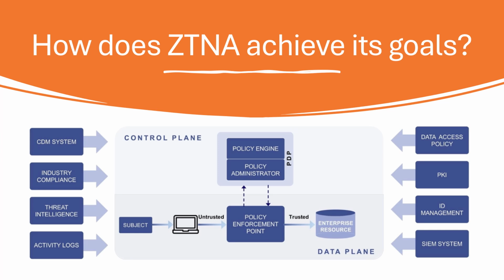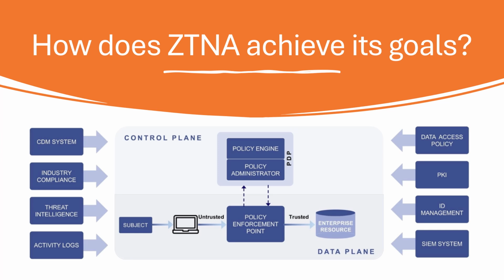How does ZTNA achieve its goals? In the framework of zero trust network access, ZTNA, the concepts of the control plane and data plane play pivotal roles in securing network access. These two components, while interconnected, serve fundamentally distinct functions that are essential for enforcing the zero trust principle of never trust, always verify. The control plane acts as the brain of the network security architecture under ZTNA.